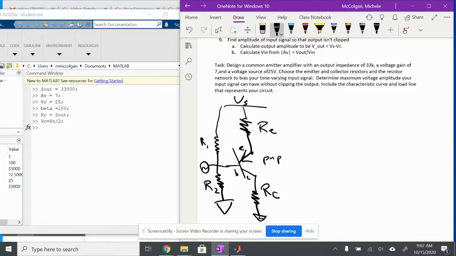So I already know my VC. I'm just going to write that. VC is equal to VS over 2, and that's going to equal 12.5 because my VS is 25. And remember, I'm doing that because my output's going to be right here, and I want to be able to have my output signal swing the full range. So I can start at 12.5, and my amplitude can go plus 12.5 and then down to 0, and I won't have a clipped signal.